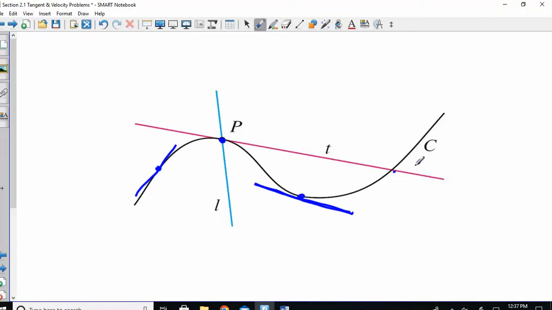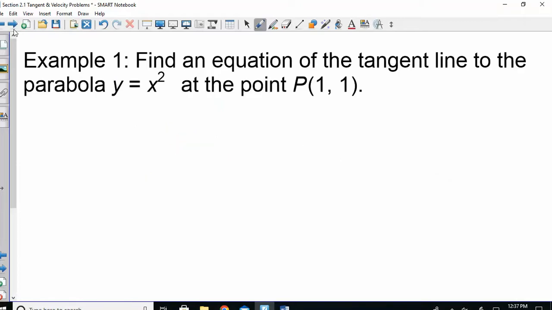Now, these tangent lines give us a lot of information. We will learn about what they tell us later. Right now, we need to figure out how to get these lines. So, here's my first question. I want the equation of the tangent line to the parabola y equals x squared at the point (1, 1). So we all know what a parabola looks like.